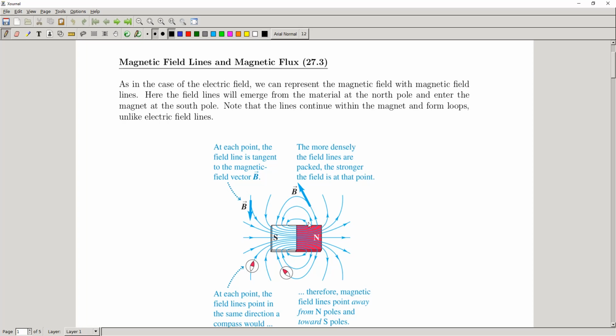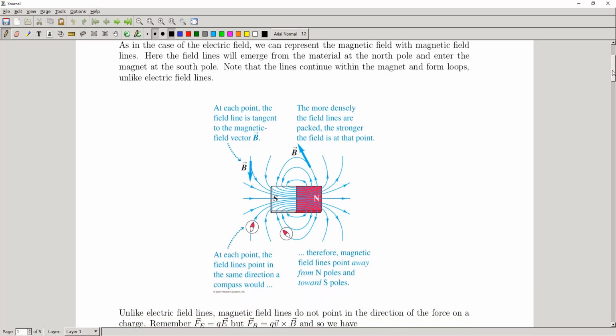They've described some of the features of the diagram here. At each point, the field line is tangent to the magnetic field vector. So we can see they drew on some of these magnetic field vectors. The more densely the field lines are packed together, the stronger the field is at that point. This is just a qualitative way of understanding how strong a field is in one region versus another region of a magnet.